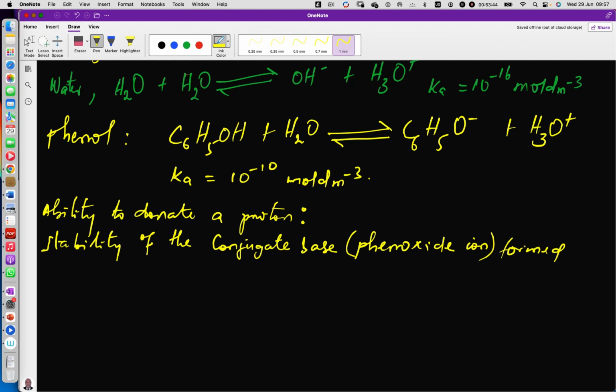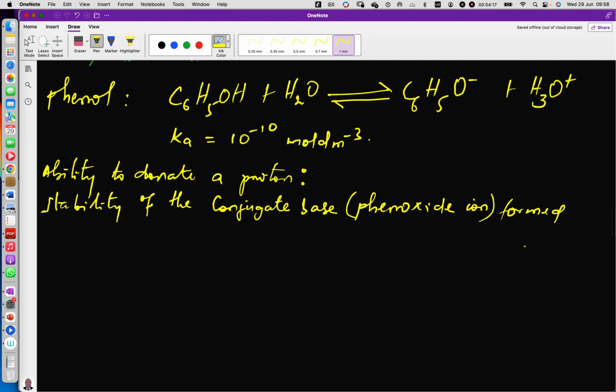I said the phenoxide ion has a negative charge on the oxygen, and this negative charge reduces the tendency of the phenoxide ion to attract the hydrogen ion, and for that purpose, it makes the conjugate base more stable. The last one is ethanoic acid.